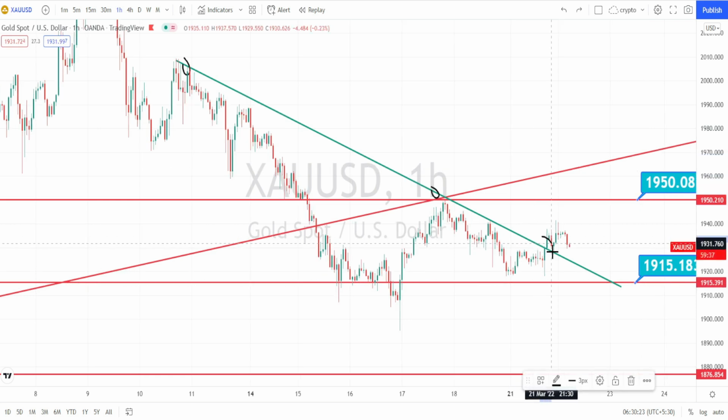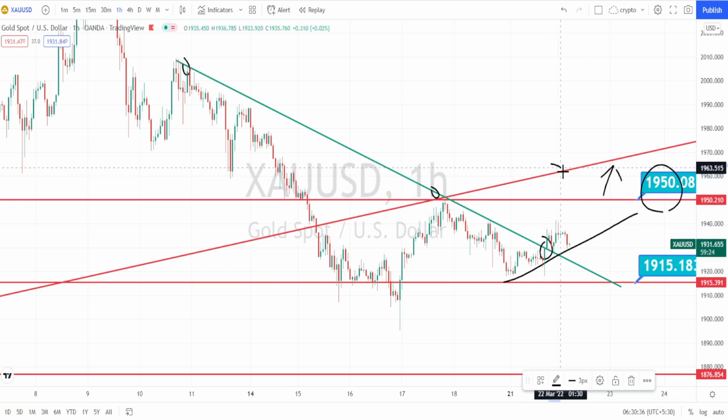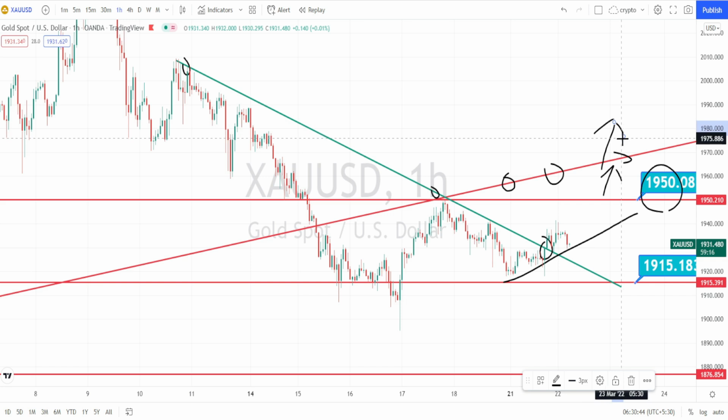Currently it has broken this trend line over here and it has started its bullish trend. Only when it breaks this resistance level of 1950, we can expect the continuation of this bullish trend. Again we have the resistance line running over here, so it has to break this resistance line also in order to continue its bullish trend reversal.